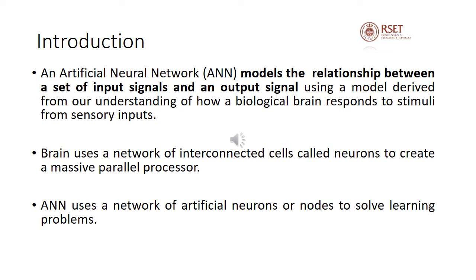The brain uses a network of interconnected cells called neurons to create a massive parallel processor. Similarly, the ANN uses a network of artificial neurons or nodes to solve learning problems.